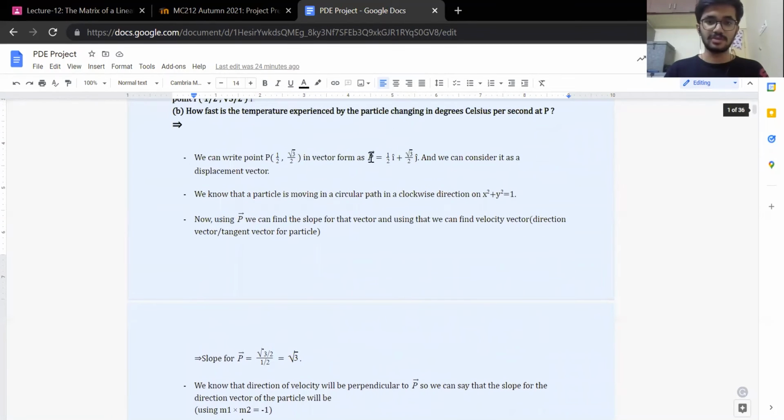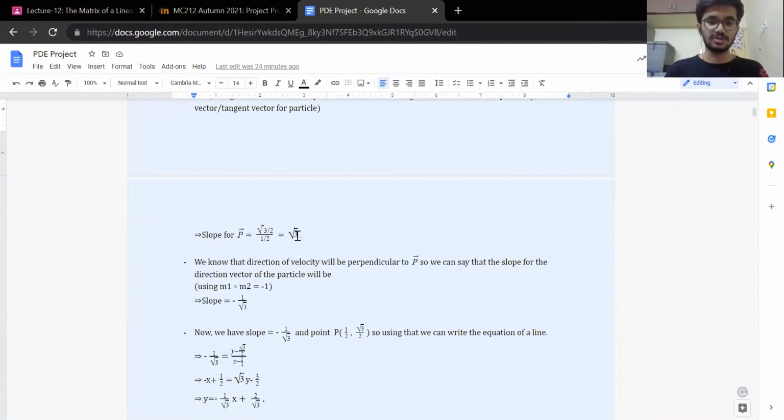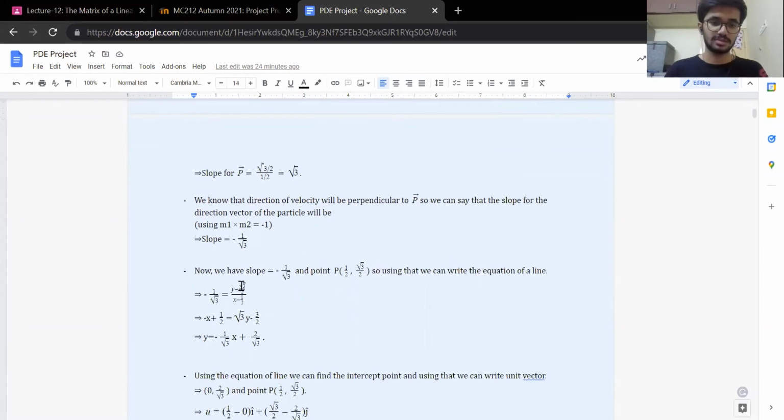So P was the displacement vector. I found the vector P, and the slope of that P is nothing but √3. Using this √3, we can find the slope of our direction vector, since both are perpendicular. So using that mathematical formula, we found the slope of the velocity vector.